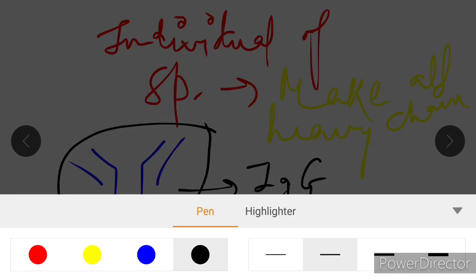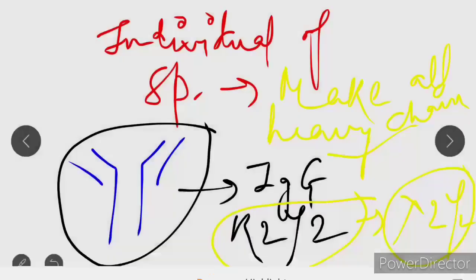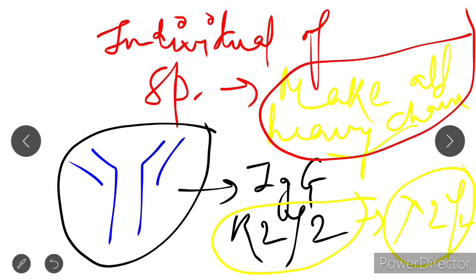Okay, this will be the structure: kappa 2 gamma 2, or lambda 2 gamma 2. So this will be the structure. An individual of a particular species makes all heavy chains.